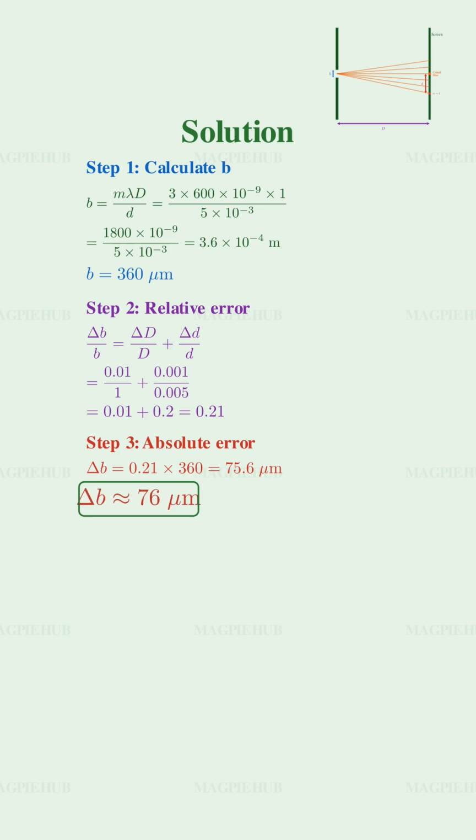Step 2. Find the relative error. Delta b over b equals delta D over D plus delta d over d, that is 0.01 over 1 plus 0.001 over 0.005. This gives 0.01 plus 0.2, which equals 0.21. Step 3. Absolute error. Delta b equals 0.21 times 360 micrometers, which equals 75.6 micrometers, approximately 76 micrometers.